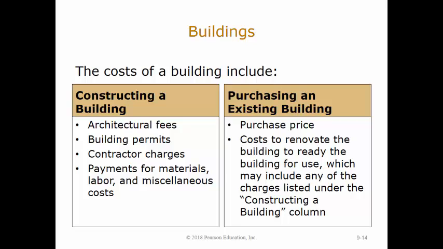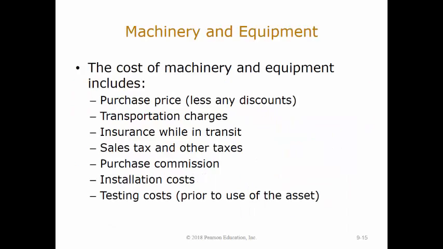If you're purchasing an existing building, it would include the purchase price as well as any cost to renovate the building to ready the building for use, which may include any of the charges listed under the construction of a building. The cost of machinery and equipment includes the purchase price, transportation charges, insurance while in transit, sales tax and other taxes, purchase commission, installation, and testing cost.